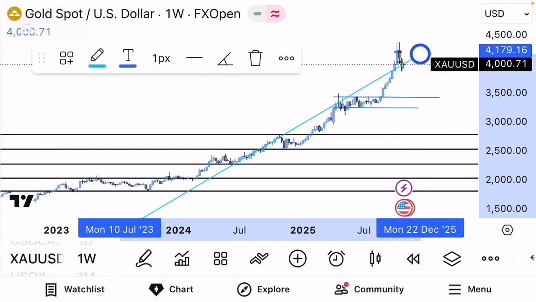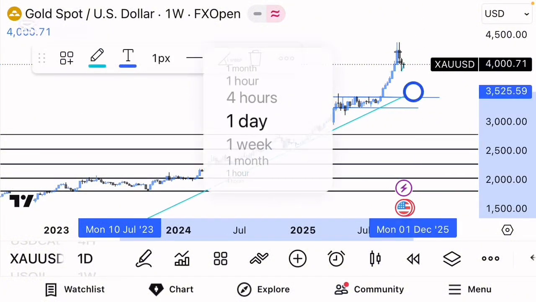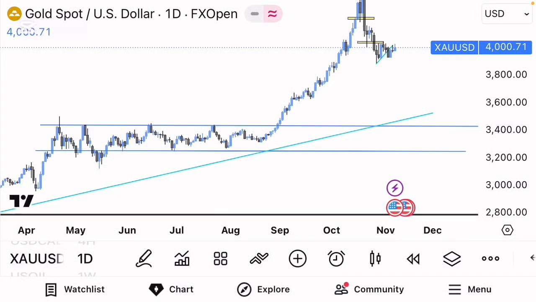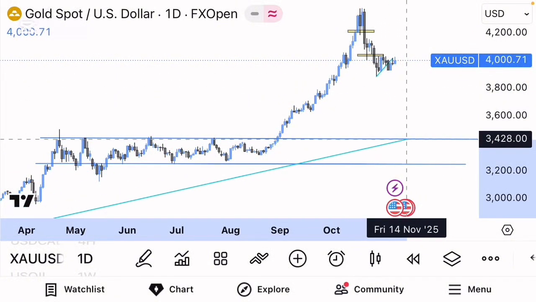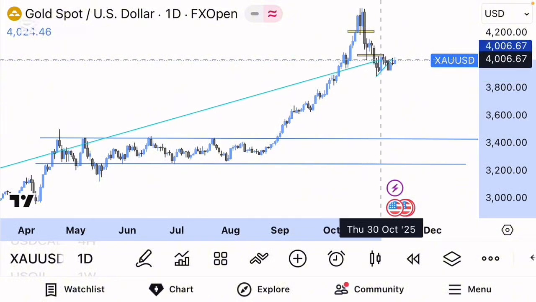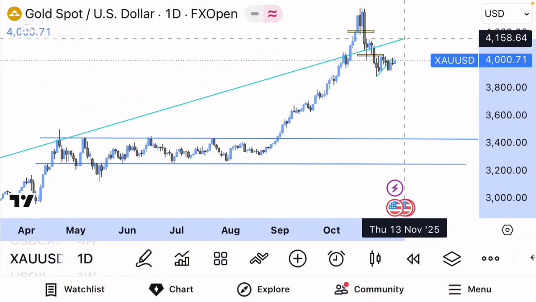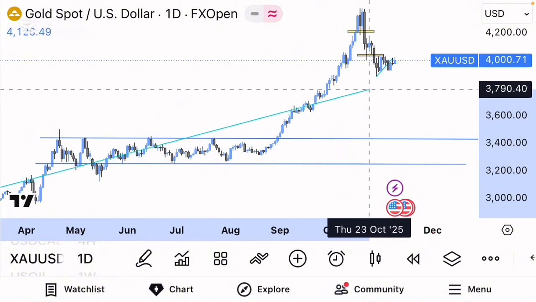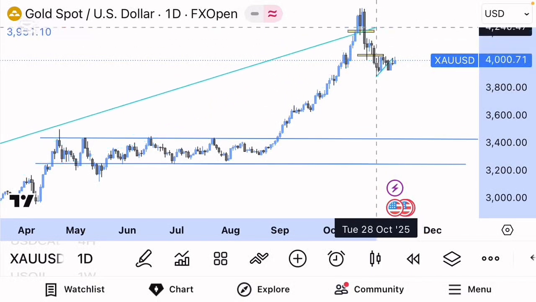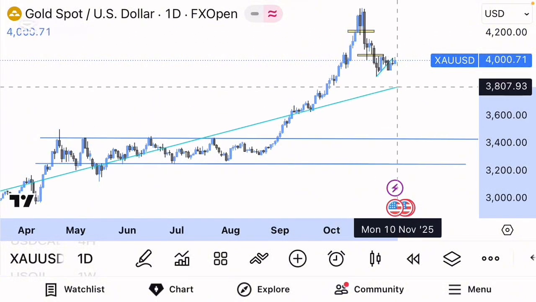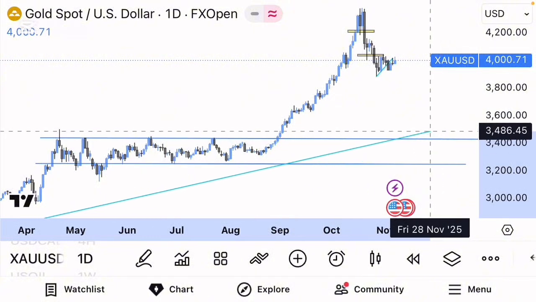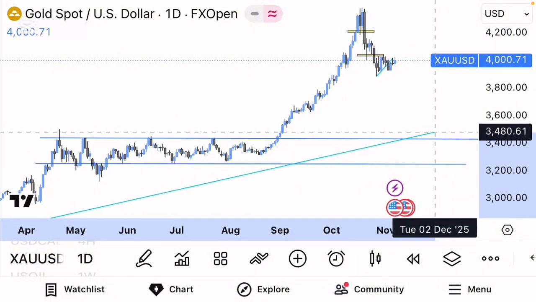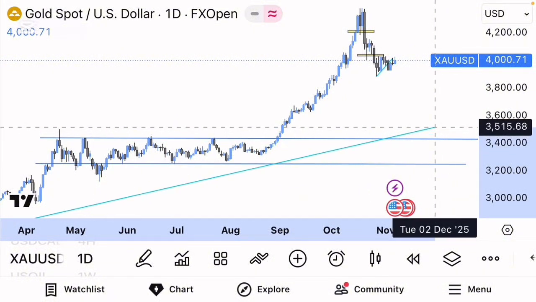So we could see a potential drop for gold to this level here. As you can see, the reversal has already started taking form in the market by making lower lows and lower highs. We could make more lower lows and lower highs this week. So gold is currently in a bearish movement, DXY is currently in a bullish movement.